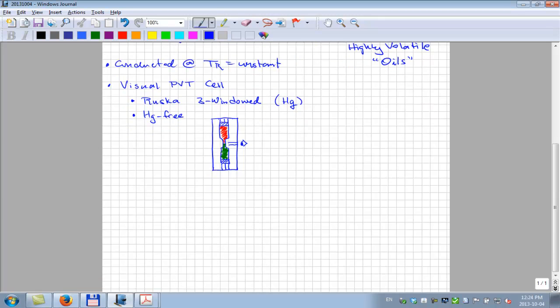The point is that with these cells, all of them, you have not only a measure of the total cell volume, but you also have the oil and the gas volumes each.